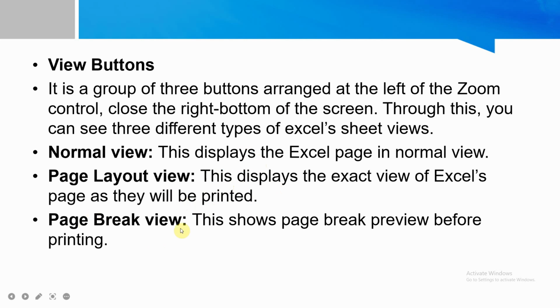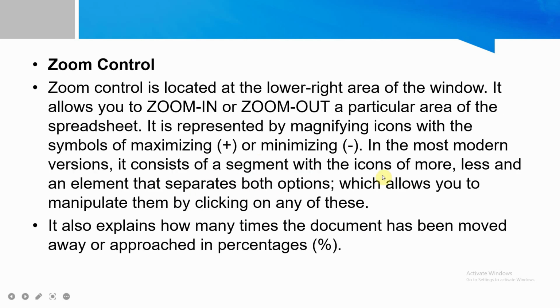So lastly, page break view is the page view before printing. Now for the zoom control, it's also at the lower right of the window. When you zoom in, you press the button to maximize. If you zoom out, it minimizes. It's the minus or plus on your button. Or you can just drag using your mouse to adjust to the needed view.